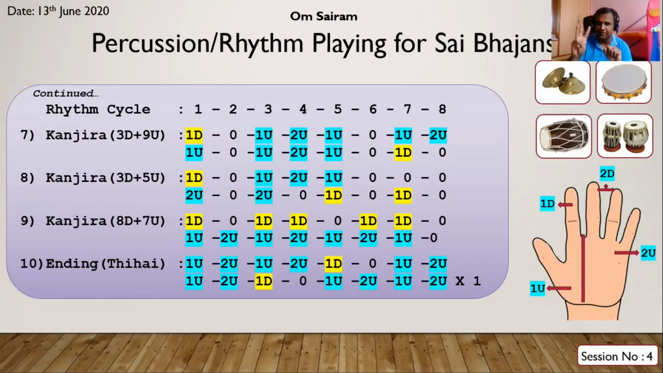In Tihai there are 3 parts. 3 divisions are there. You will see something getting repeated 3 times. Okay, and it's got 2 gaps.